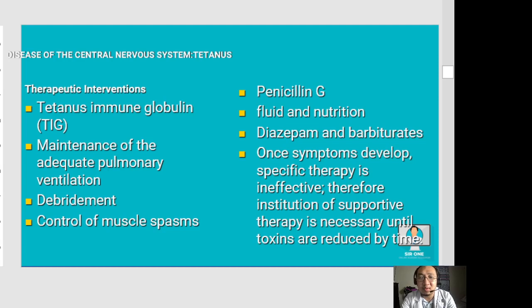Okay, so I have mentioned anti-tetanus serum or anti-tetanus antitoxins, which is also used. And they can be used for adults, children, and also infants with varying doses.